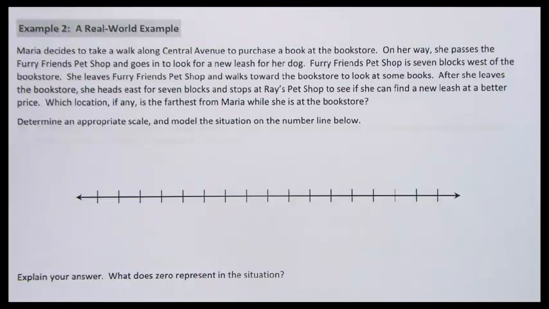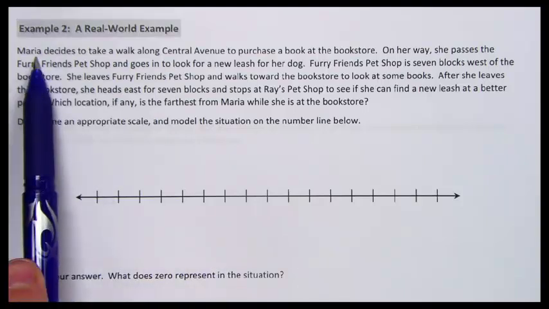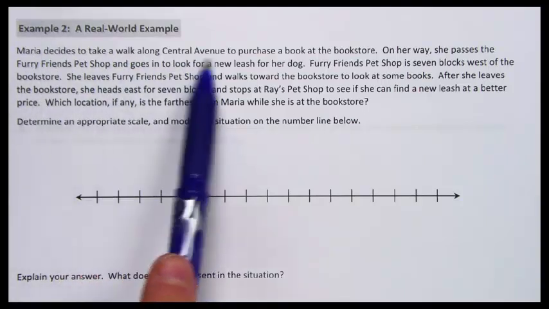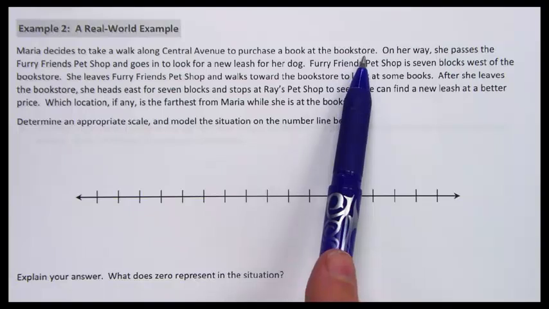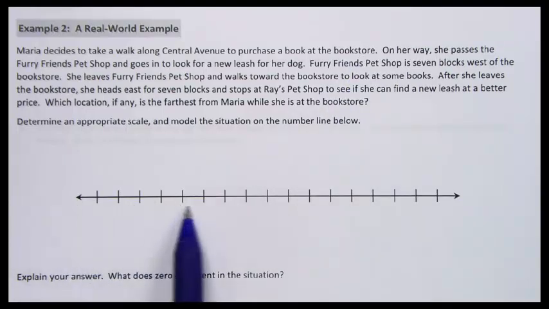Now we're going to take a look at an example that we might see in the real world. When we give someone directions, we often talk about the number of blocks they are from something, and we tell them whether to turn left or right or to go east or west. In this example, Maria decides to take a walk along Central Avenue to purchase a book at the bookstore. This number line is like the street.